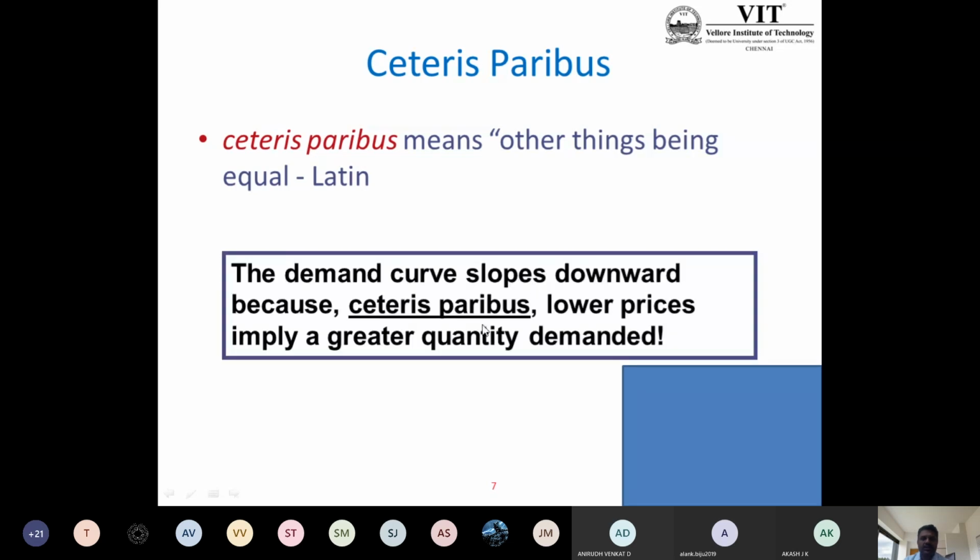So demand curve slopes downward because ceteris paribus, lower the price, higher the quantity demanded. It's a common phenomenon. Like we know, when the price is cheaper, we would like to buy a little extra. That fact is narrated by the demand curve as well as law of demand.